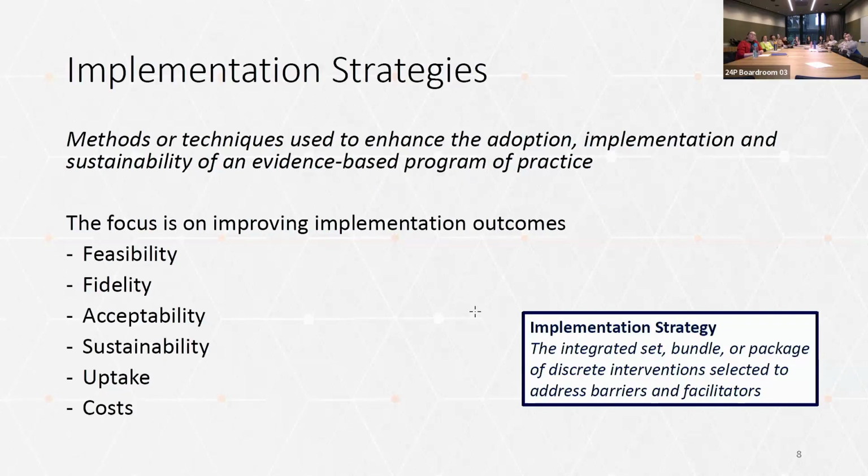These are methods or techniques used to enhance the adoption, implementation, and sustainability. So you're really focusing on whether it's feasible, fidelity, whether people are using it, whether it's acceptable, sustainable, whether it's being taken up into practice, and the cost. An implementation strategy is that set, bundle, or package of interventions that address barriers and facilitators. I understand the confusion, because you're talking about interventions and then strategies, and what is the intervention and what is the strategy. Every project is different.